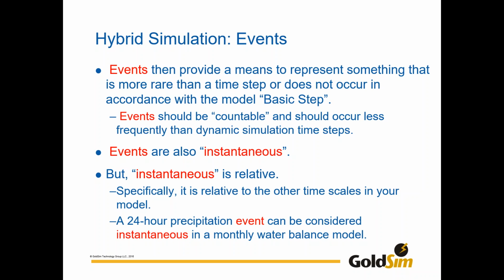But the other thing to keep in mind is, instantaneous is kind of relative. We're saying something is an event if the change in state occurs at a much shorter time scale relative to some of the other time scales in our model. A good example of this is if you had a monthly water balance model where you were just calculating your water balance for each month at a time, then if you wanted to represent a 24-hour precipitation event, you could do that with an event. That would be a much more instantaneous thing than your monthly water balance calculation.